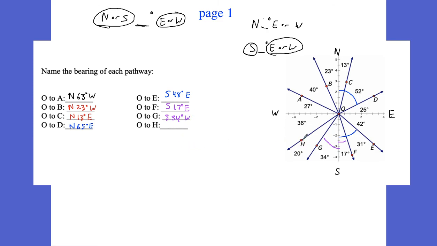And the very last one, we have H. Again, we don't measure relative to west. We always measure relative to north or south. We're closer to south than we are to north. We add those two up to find this whole green angle. That's 54 degrees. So we're south 54 degrees west. South 54 degrees west. And that concludes the Page 1 podcast.